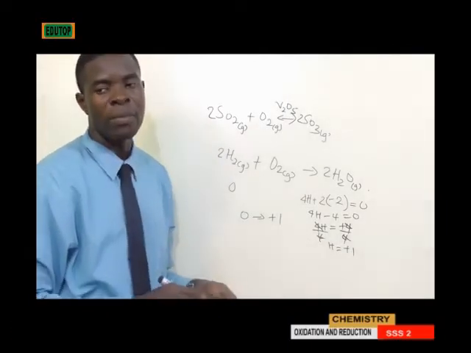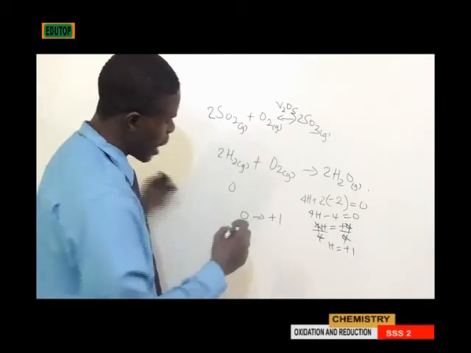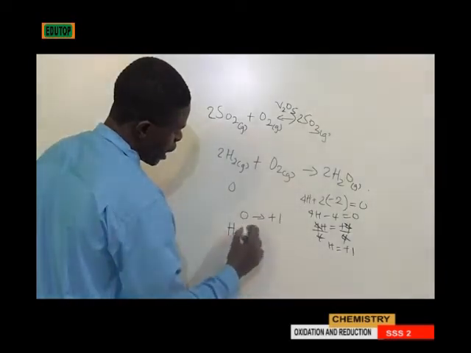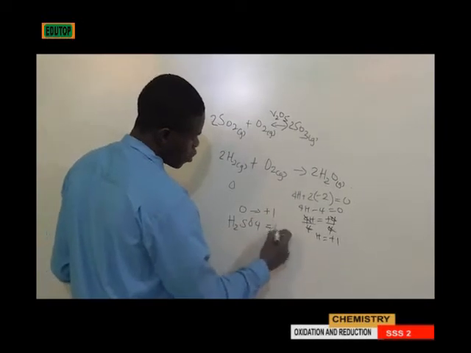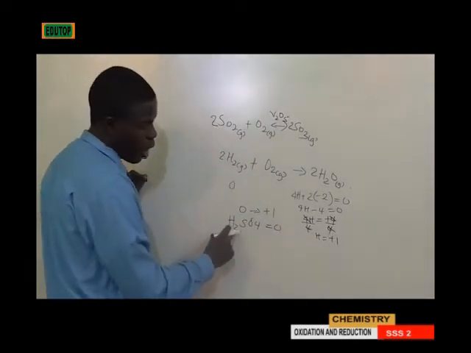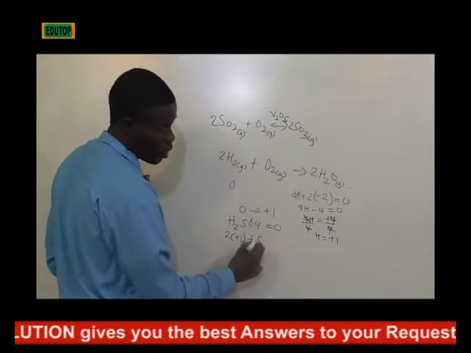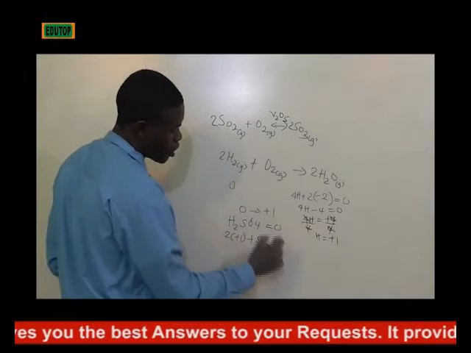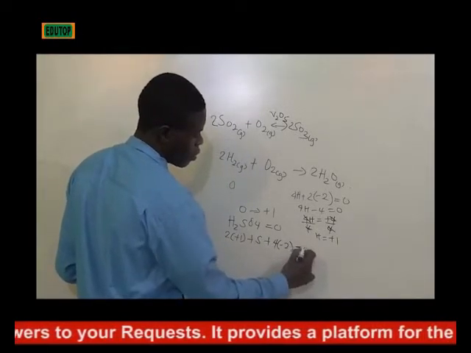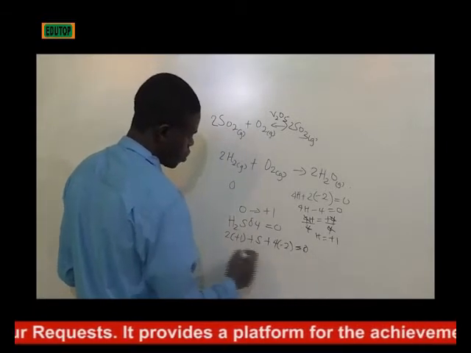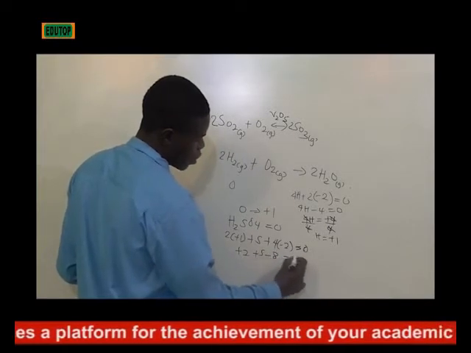Question number 3. Oxidation state of sulfur in tetraoxosulfate(VI) acid, H2SO4. Since this is a compound, the algebraic sum is equal to 0. Hydrogen is +1. You have 2 atoms of hydrogen here, so 2 into +1, plus sulfur, which is what we have to calculate, plus oxygen is -2, 4 atoms, equals to 0. So this one is +2, sulfur -8 equals to 0.